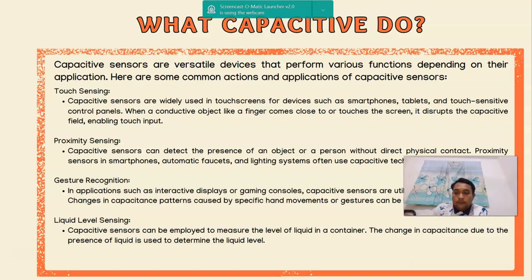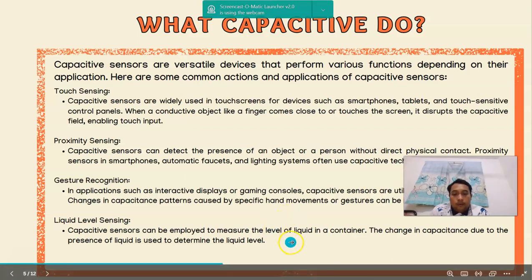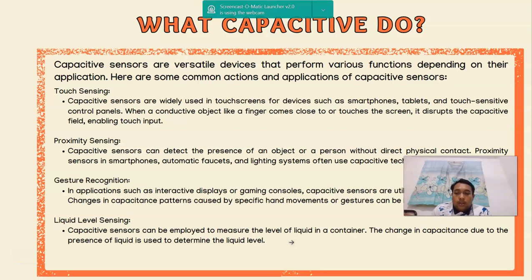Lastly is liquid level sensing. Capacitive sensors can be employed to measure the level of liquid in a container. The change in capacitance due to the presence of liquid is used to determine the liquid level.